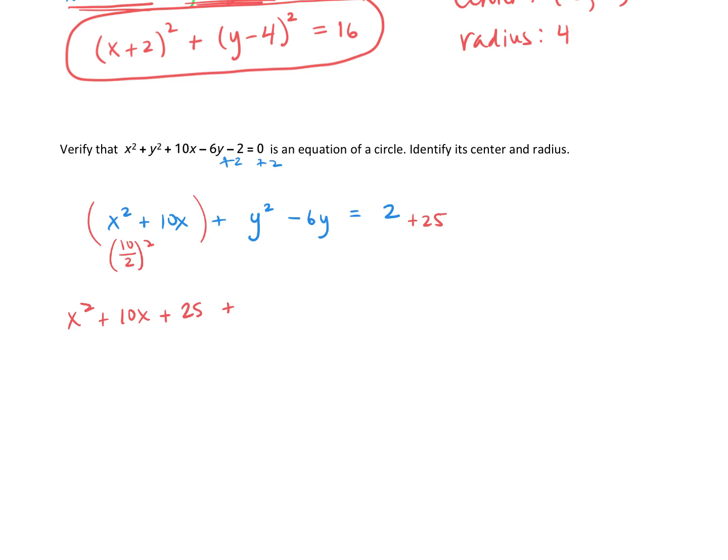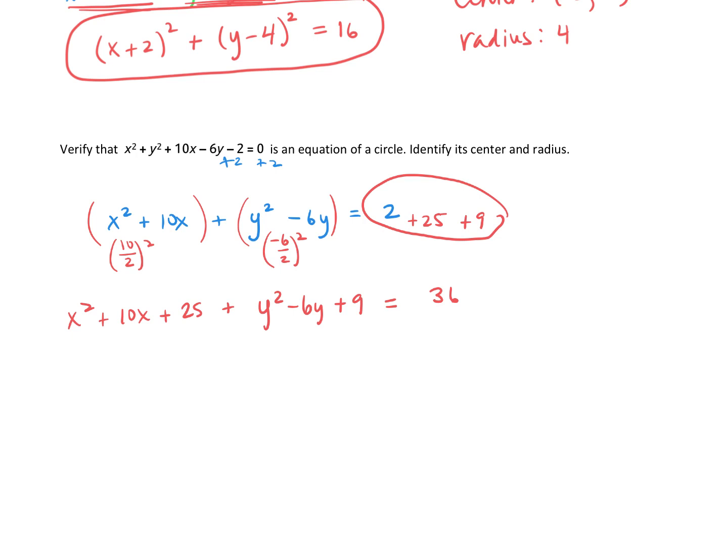Let's do the same thing with the y's. Let's create a perfect square trinomial. Take your b value, divide by 2, and square it. Negative 6 divided by 2 is negative 3. Negative 3 squared is a positive 9. So we have y squared minus 6y, and we're adding in a 9. Add it into the other side. Equals, we can go ahead and add these together now. 2 plus 25 plus 9 is 36.